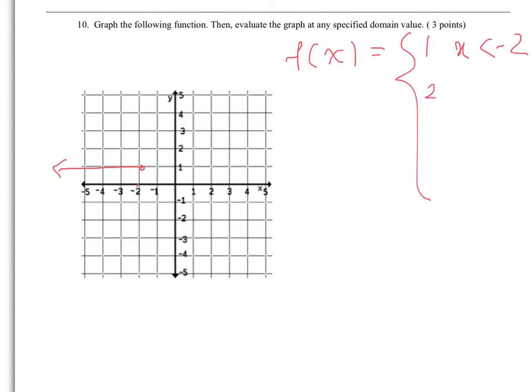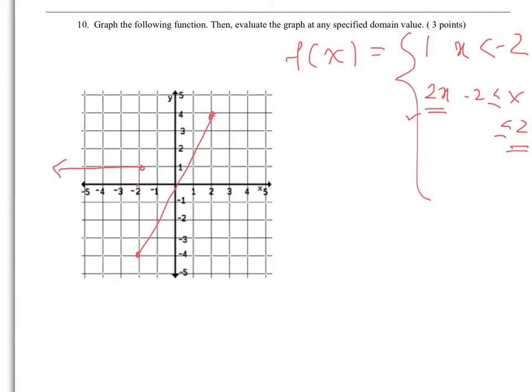Then it takes the value 2x for negative 2 less than or equal to x less than or equal to 2. That means negative 2 and 2 are both included. So when I plug in x equal to negative 2 here, I get negative 4. And when I plug in x equal to 2 in this equation, I get 4. Both are included, and this is my line here like this.